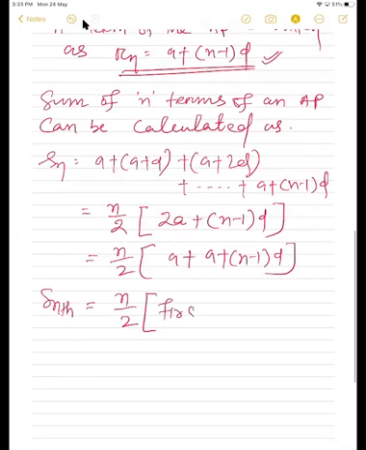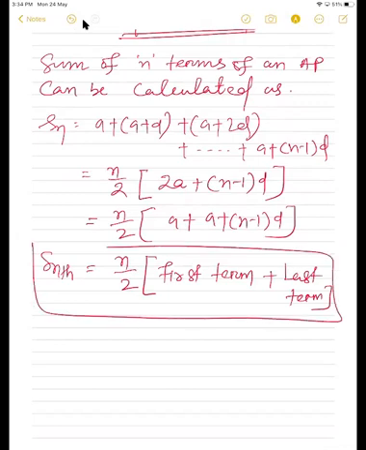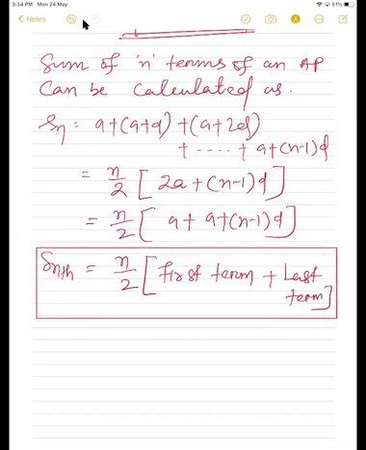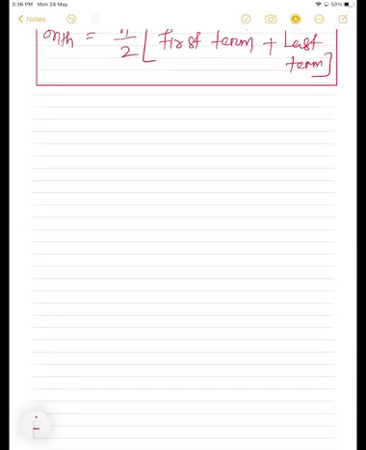plus last term, first term plus last term, correct? Just write it. Next, write geometric progression.